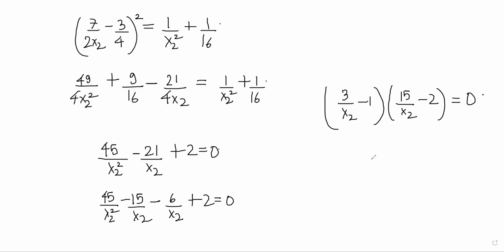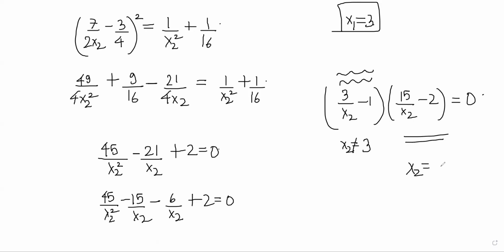Now remember, we had already gotten x1 was 3, right? So x2 cannot be 3. So this factor doesn't give us the correct answer. Based on our geometry of the problem, x2 has a bigger x coordinate than x1, right? So you'll get x2 is equal to basically 15 by 2. And that is our answer.